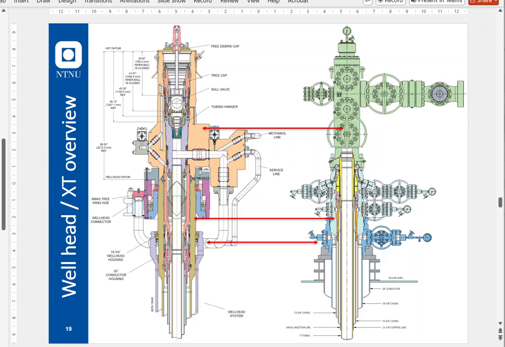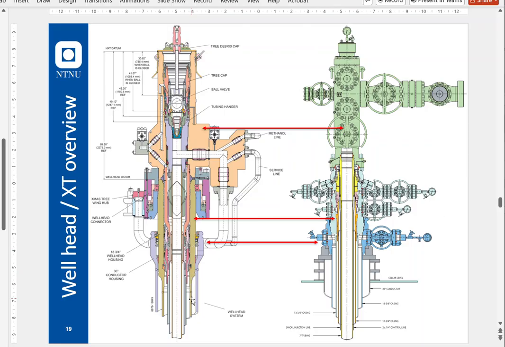Comparing the subsea system with the onshore system. To the left is of course the subsea tree. In purple we have what is similar to the starter head of the land-based system, and inside it sits the wellhead itself with all the other casing hangers.